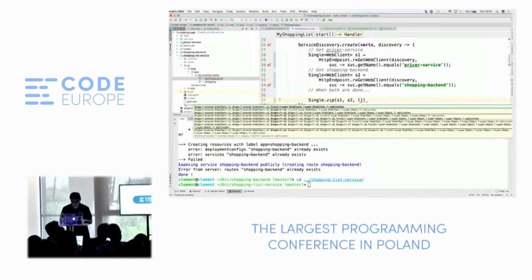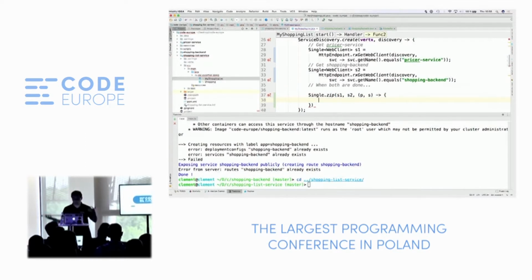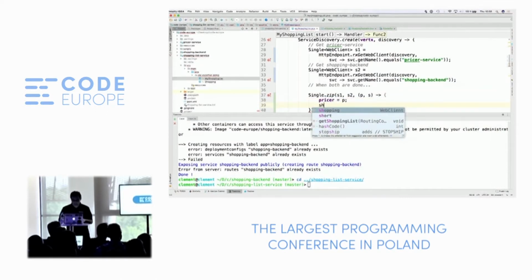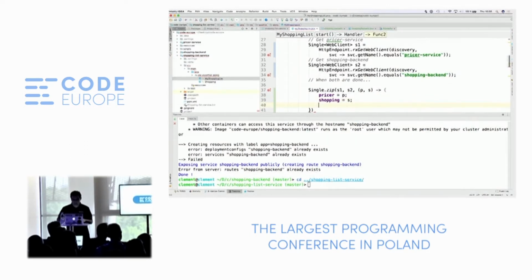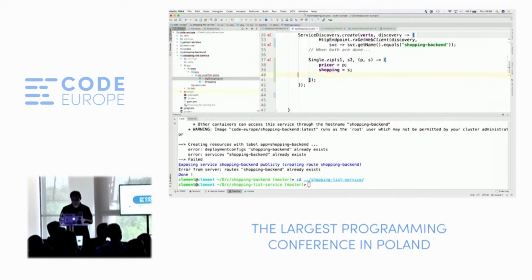S1 is the pricer. This callback here is called once both have been successfully resolved, so both have values. And when I have this, my pricer is going to be P, and my shopping backend is going to be S. And then I will start my HTTP server because now I'm ready to start. Okay, cool.